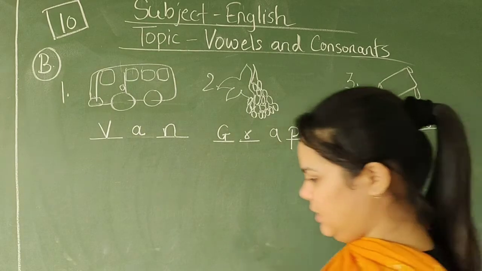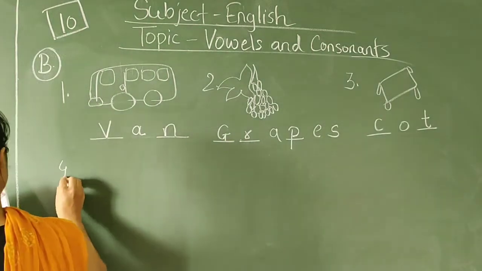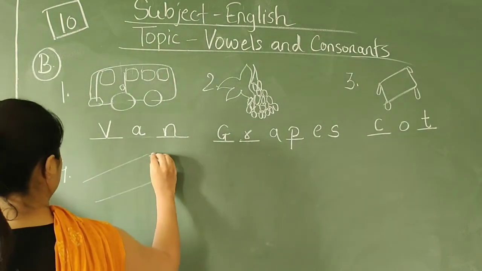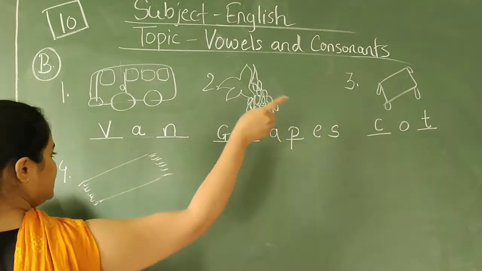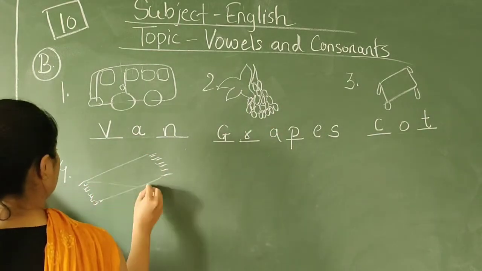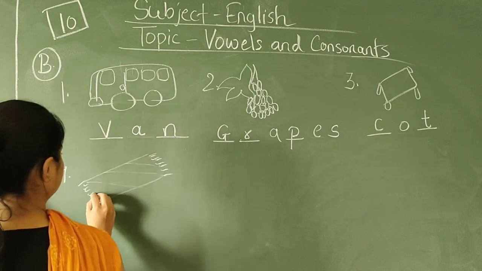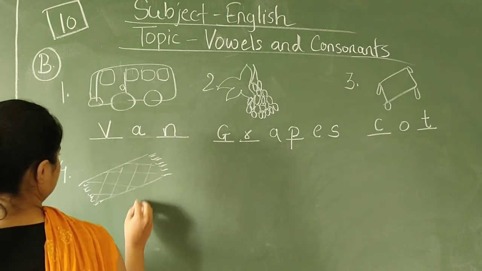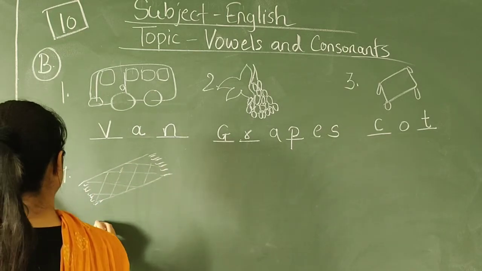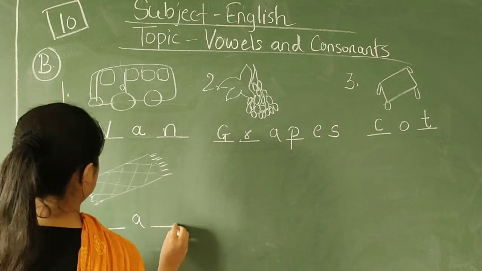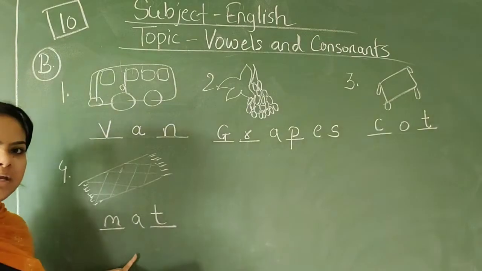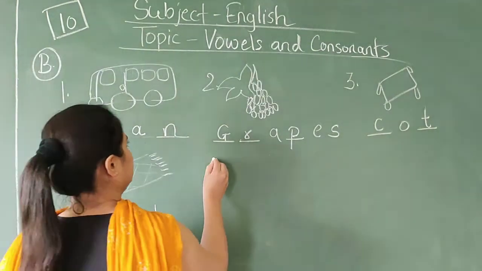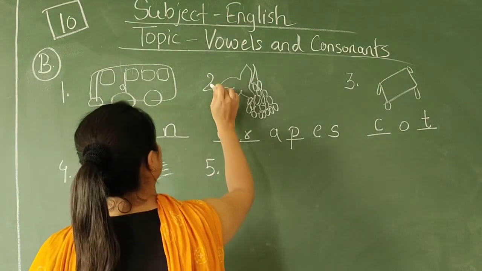Here we have picture number 4. See the pictures, okay? I have no space there, that's why I am making it here. So what is the picture of this? Blank AT, that is MAT, mat. Picture number 5.